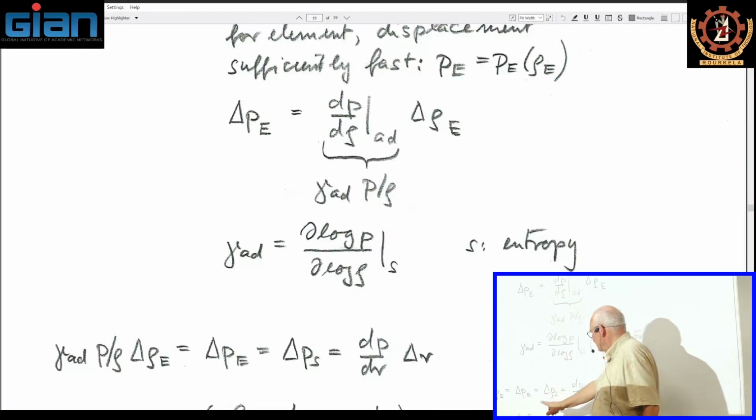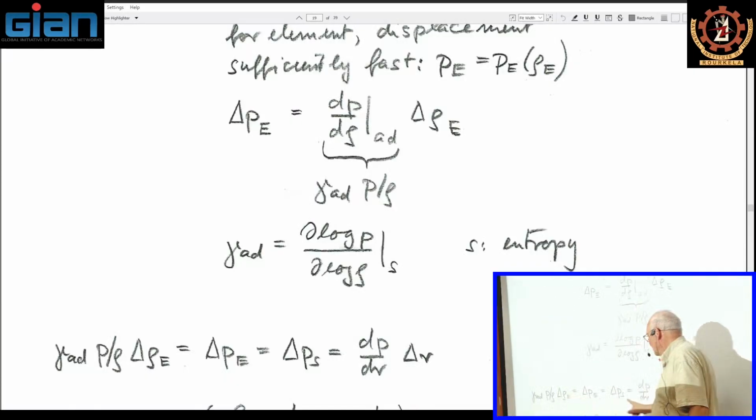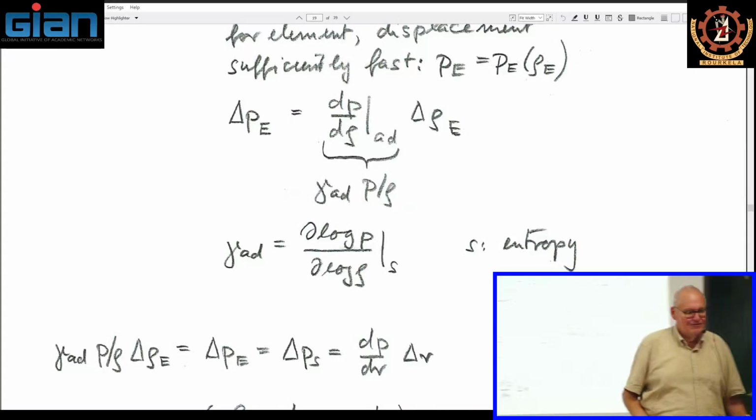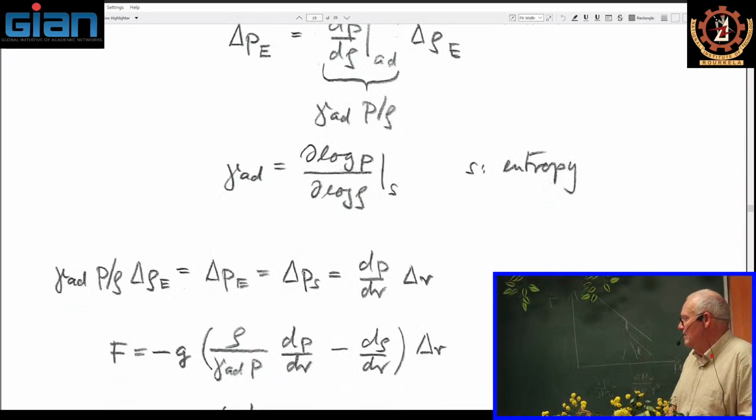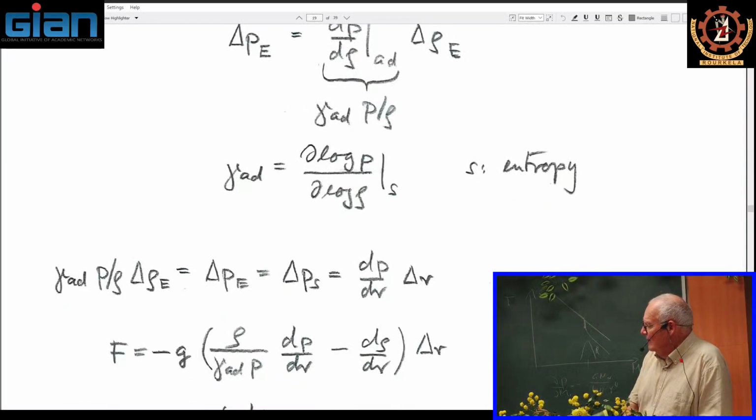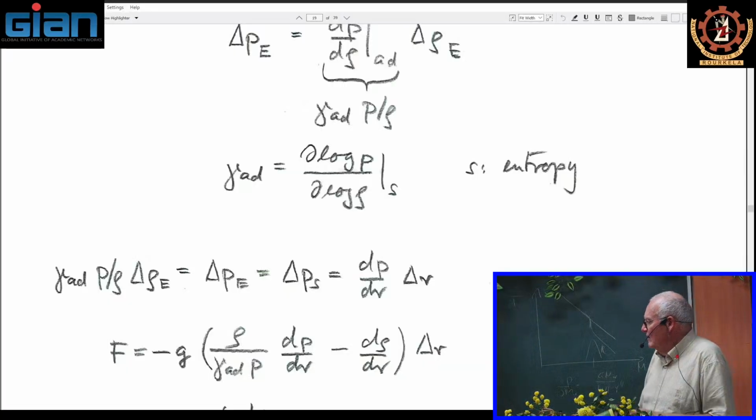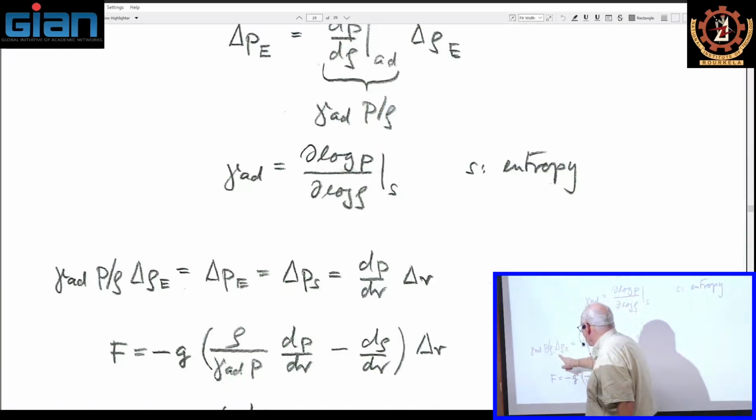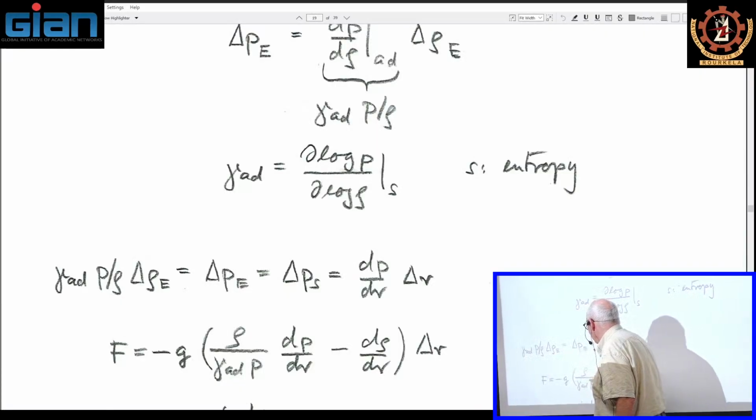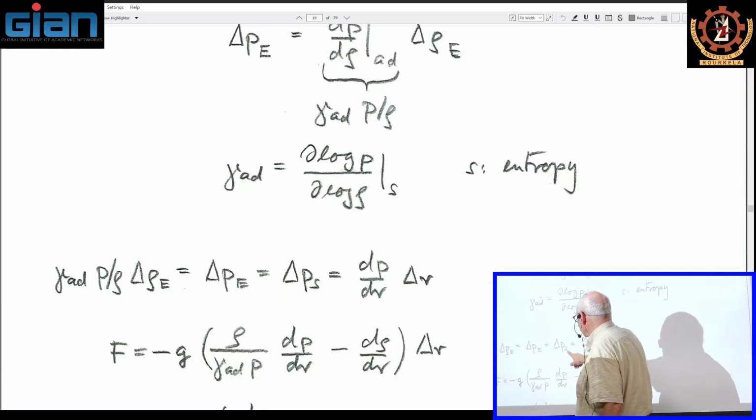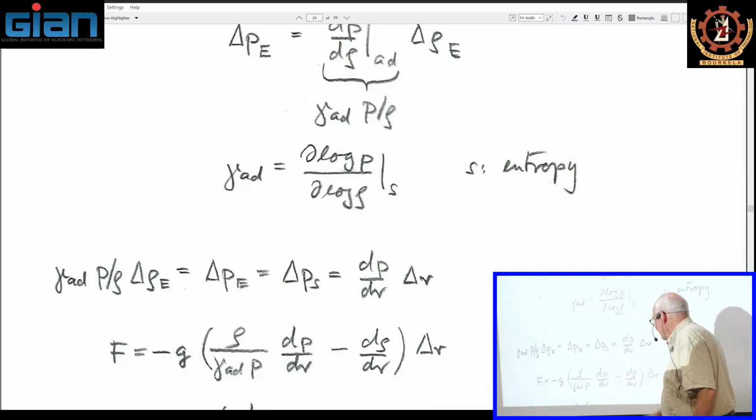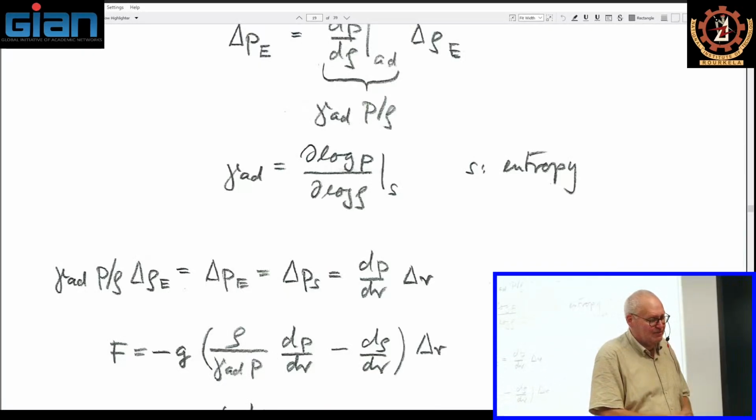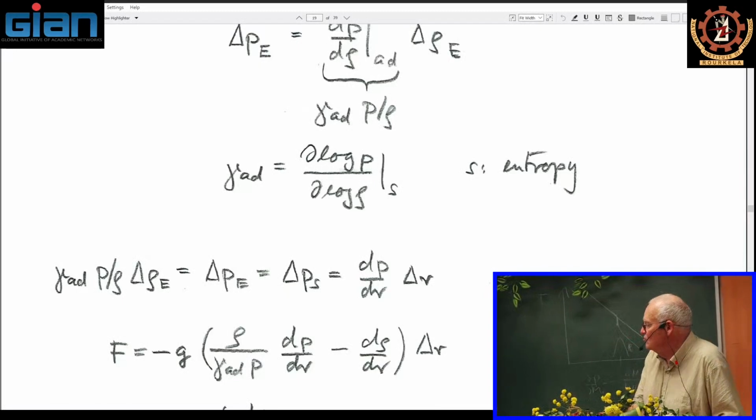It means we can now express delta rho of the element in terms of delta R. We go from the very left side to the right side. We express delta rho of the element in terms of delta R. And we can now take these together. Well, delta rho of the element is simply dP by dR times 1 over this factor. This is rho over P times gamma adiabatic. And the delta rho of the surroundings was d rho by dr. And this bracket has to be multiplied by the gravity minus g.